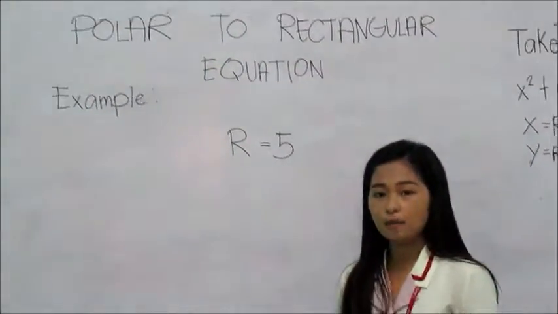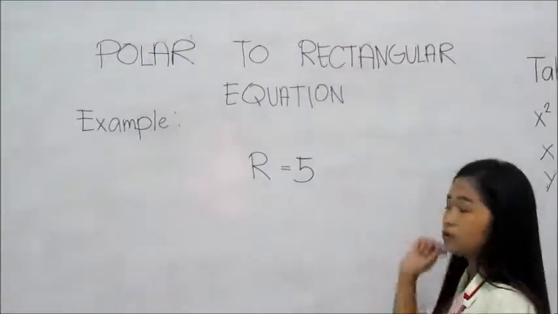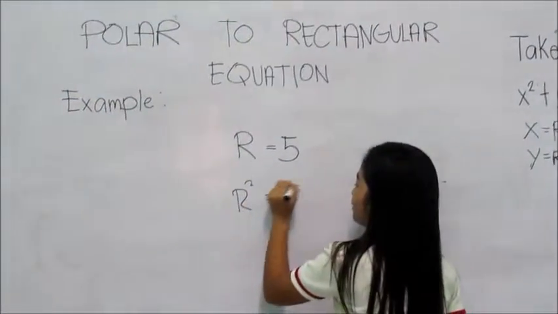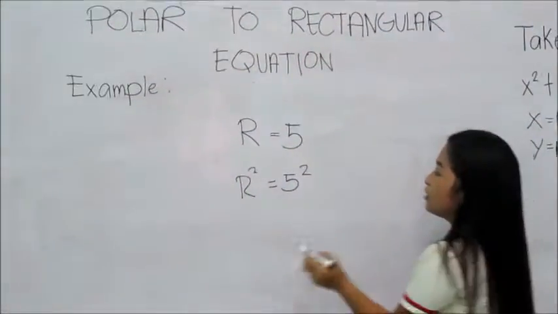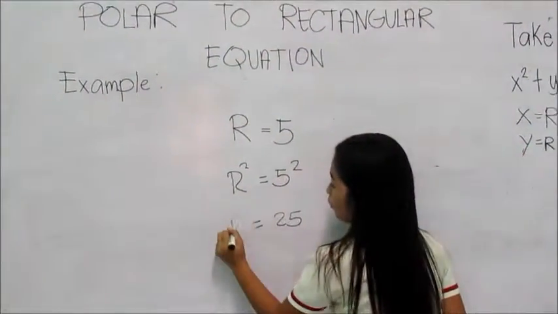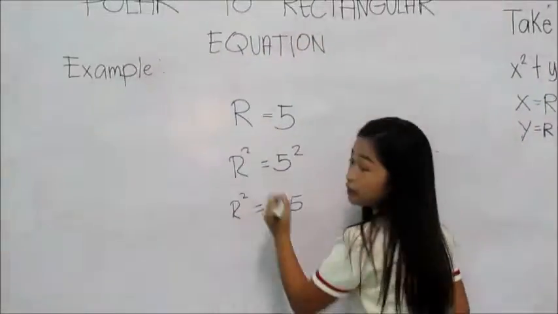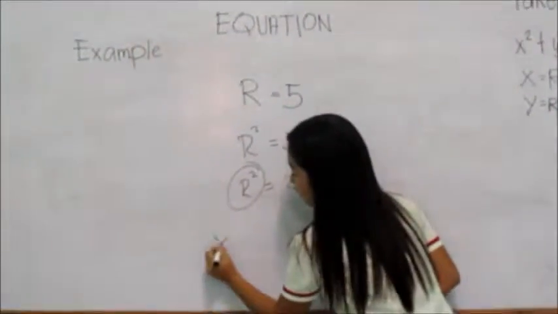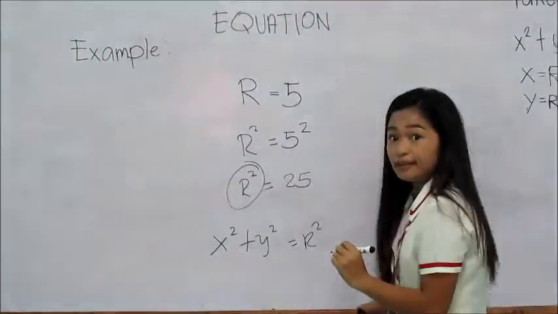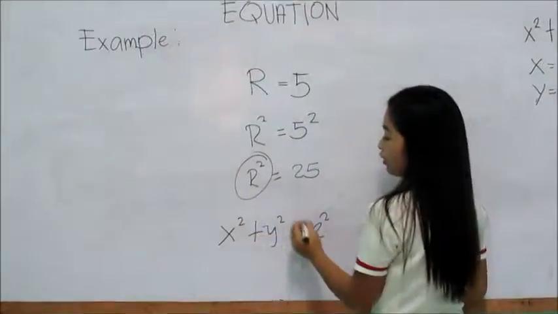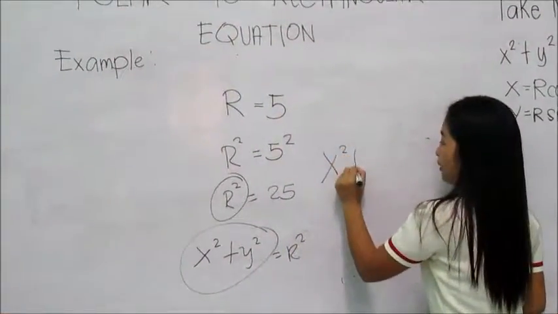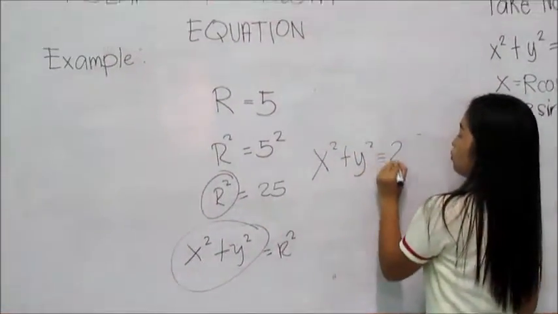Okay, for the second example, r is equal to 5. So we need to square both sides. r squared is equal to 5 squared, and 5 squared is 25. So we need to substitute for r squared. x squared plus y squared is equal to r squared, right? So we substitute x squared plus y squared for r squared. So the answer is x squared plus y squared is equal to 25.